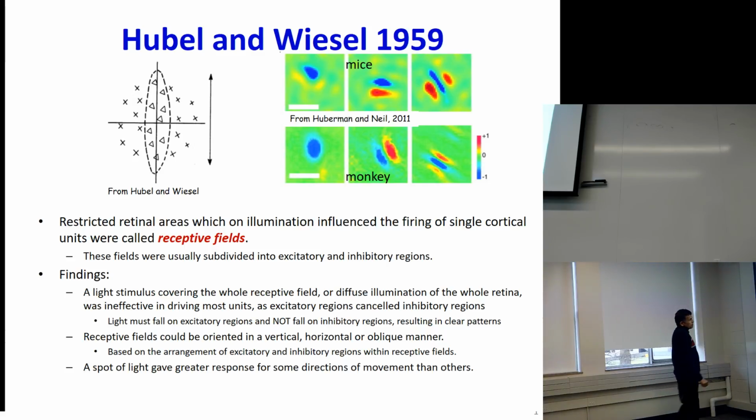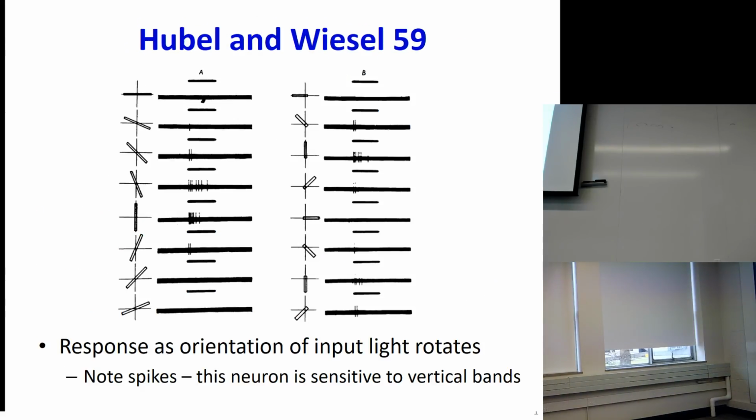So the receptive fields could be oriented in a vertical, horizontal, or oblique manner. And instead of having an entire line of light, if you just took a single spot and moved it around, the neuron responded to movement in some directions more than others. So here are the kinds of responses they found. These lines show the spiking response of the neuron. The figure to the left shows the kind of light that's incident on the retina.